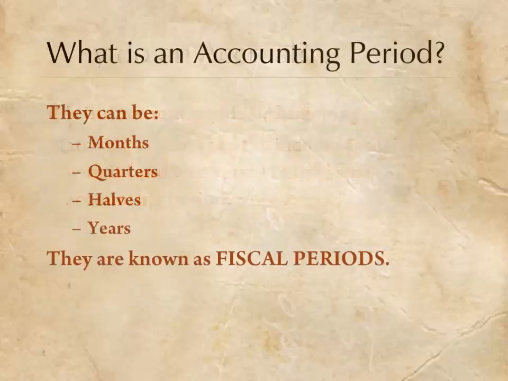This all occurs in the same accounting period. What is an accounting period? Well, usually it's a month. It can be a quarter or half a year. Of course, it could even be a year. Because months are natural cycles, however, they usually make the best fiscal periods.